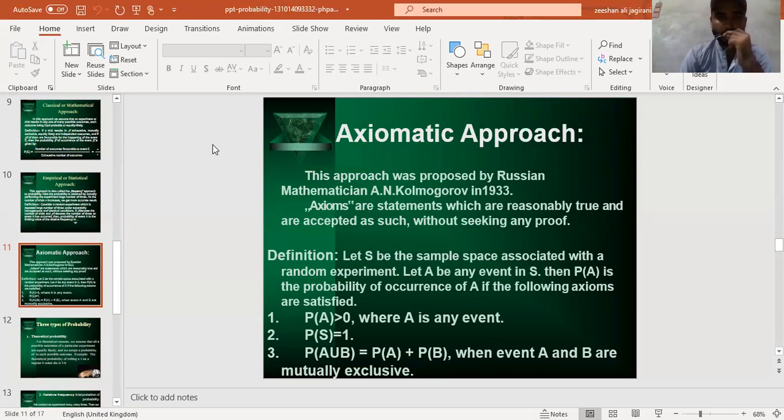Axiomatic approach. This approach was proposed by the Russian mathematician A. Kolmogorov in 1933. Axioms are statements which are reasonably true and are accepted as such without seeking any proof. Definition: let S be the sample space associated with a random experiment, and let A and B be events in S. Then P(A) is the probability of occurrence of A if the following axioms are satisfied. Number one, P(A) is greater than or equal to 0, where A is an event. Number two, P(S) is equal to 1. Number three, P(A union B) is equal to P(A) plus P(B) when events A and B are mutually exclusive.